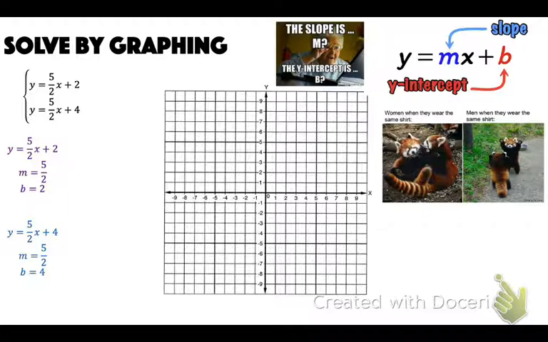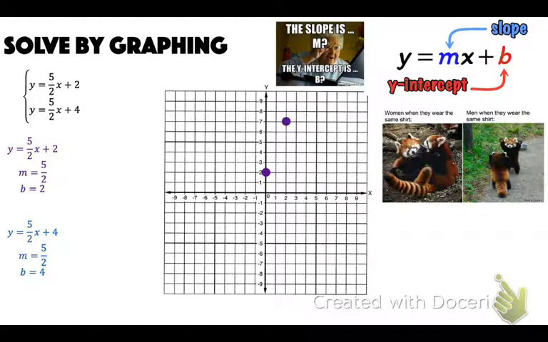But anyways, okay, so let's graph the top one. The purple one has a y-intercept of 2, so it's going to go up there to 2. And a slope of 5/2. So that means I'm going to go up 5 and over to the right 2.